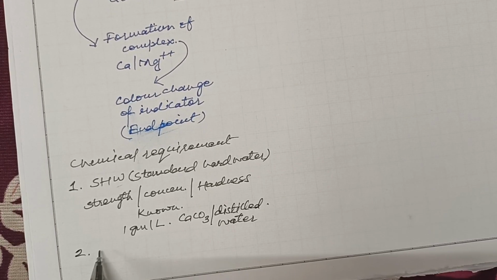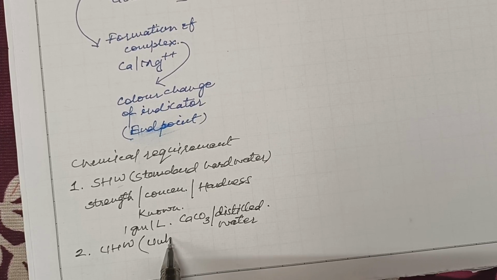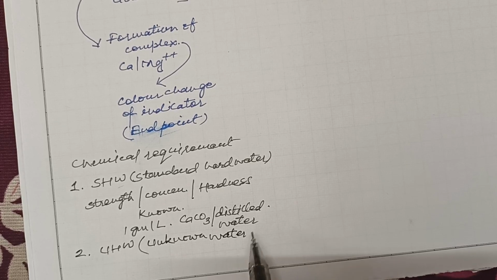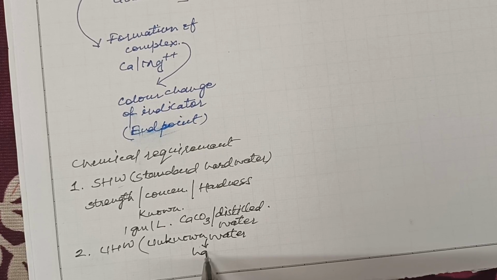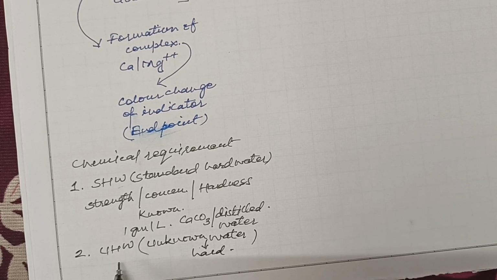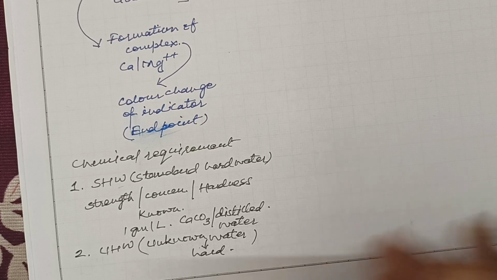The second requirement is UHW. UHW means unknown hard water. This particular water sample is taken to determine the hardness. It is an unknown water sample, and its hardness is to be determined.